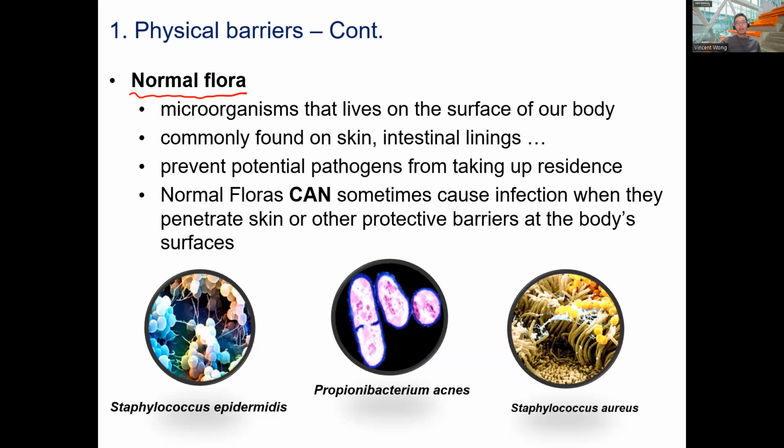One way they protect us is by taking up a lot of space on our skin and in our intestinal linings, so that there's no room left for the dangerous pathogens to take up residence. It's so crowded in our intestinal tract that even if there's a bad pathogen, it's going to find it very difficult to find a spot and cling onto our tissue and then colonize.